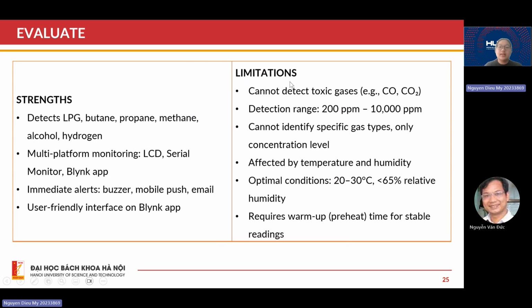But it also has some limitations. It cannot detect toxic gases like CO or carbon dioxide, because the MQ6 sensor can only detect those gases, and the detection range is kind of short. It also cannot identify the specific gas type, only the concentration level, not the type of the gas. And the MQ6 is affected by temperature and humidity. The optimal conditions for the MQ6 sensor are about 20 to 30 degrees Celsius and humidity lower than 60. Lastly, the sensor requires a warm-up period to stabilize before providing reliable readings.